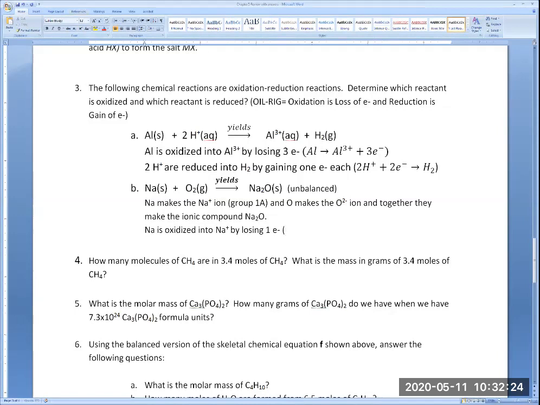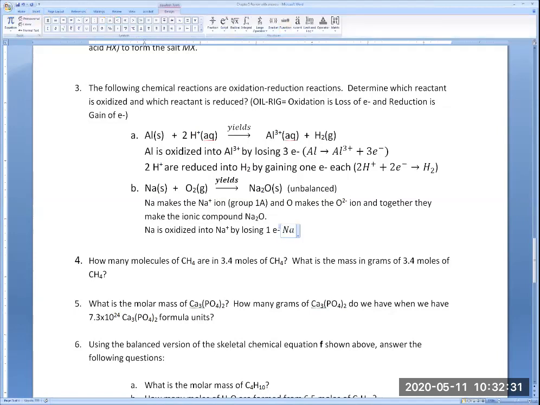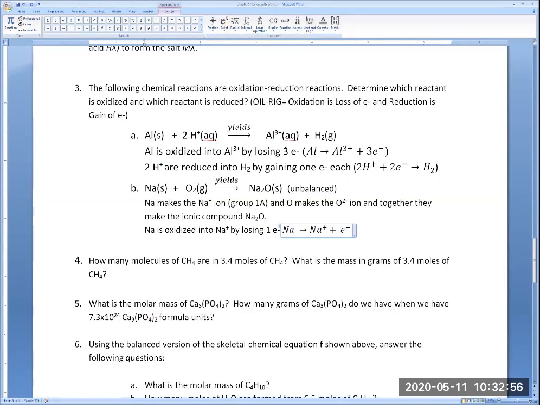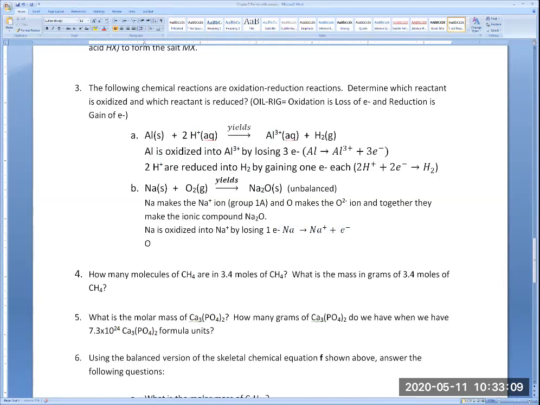So if we write it, I'll just write it for you to get used to seeing that. So Na becomes Na+ plus an electron. Right, so it's oxidized by losing an electron. And then automatically, if the first reactant is oxidized, then the second one is reduced, right? There's no other way around that.